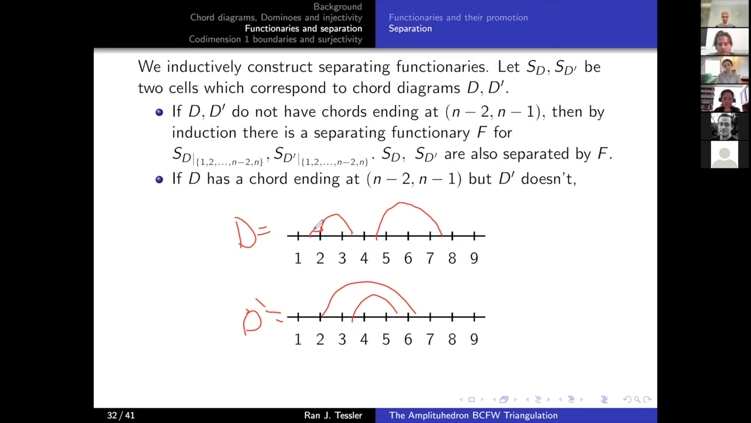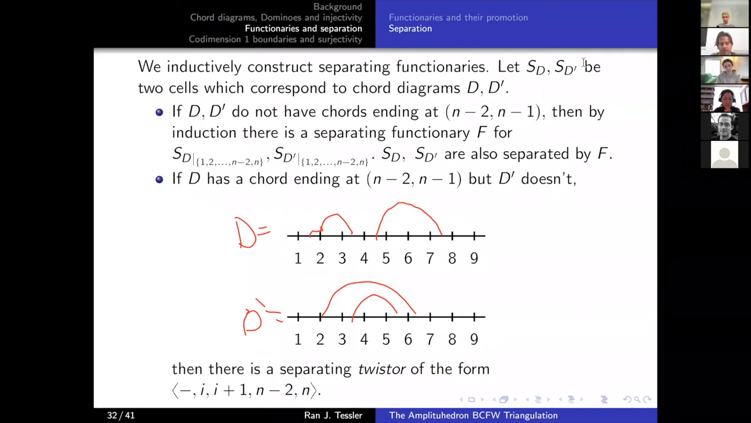So it turns out that in this case, we can separate the two cells using a linear functionary, where actually I can tell you explicitly who this functionary is. So I should tell you who I and I plus one are. In this case, I and I plus one will just be the tail of the top chord, which ends at n minus two and n minus one. In this case, it will be four and five.